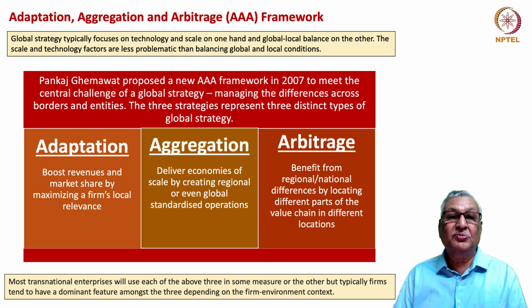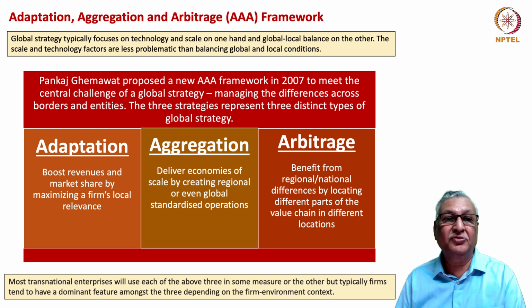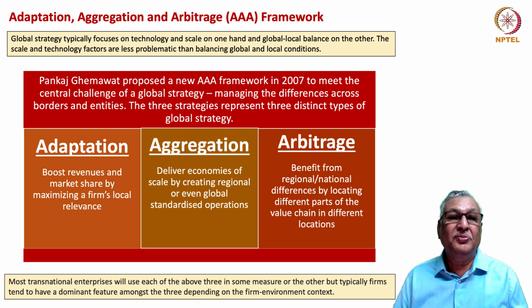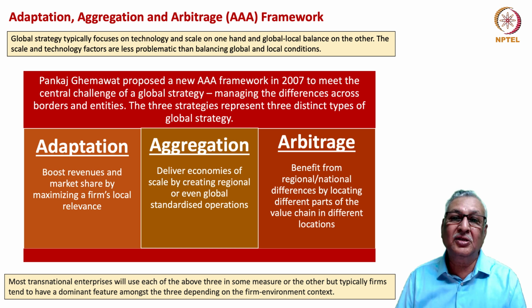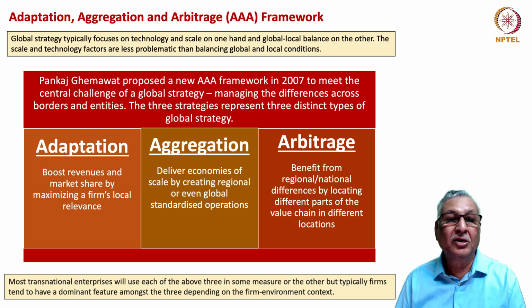Professor Ghemawat also has proposed a supplemental framework which is the Adaptation, Aggregation and Arbitrage framework. Global strategy typically focuses on technology and scale on one hand and global local balance on the other. The scale and technology factors are less problematic than balancing global and local conditions. The AAA framework was proposed by Professor Pankaj in 2007 to meet the central challenge of global strategy, that is, managing the differences across borders and entities. The three strategies of AAA represent three distinct types of global strategy.